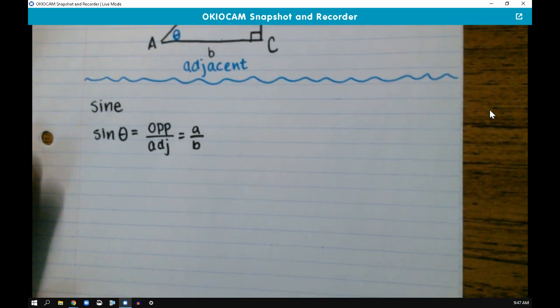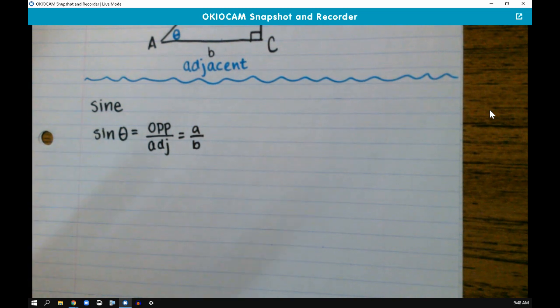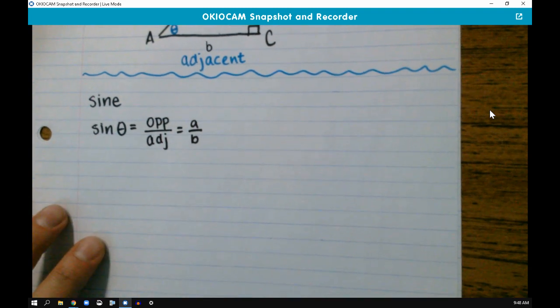These are our 6 basic trig functions. What they will let us do is in the future, when we don't know all of our side lengths or all of our angles, they let us find the unknown side lengths and angles. So if we know 2 side lengths, we can find the angle. If we know 1 angle and 1 side length, we can find the other side length.